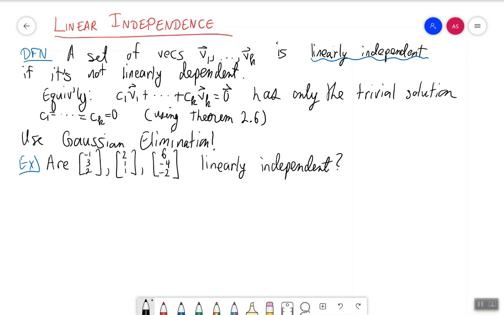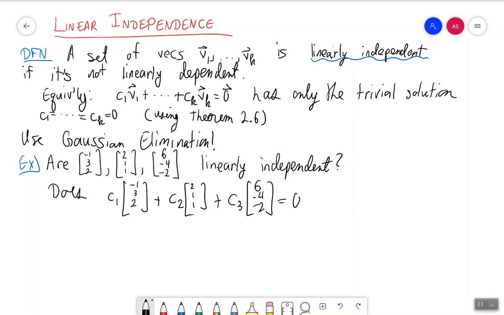Are (-1, 3, 2), (2, 1, 1), and (6, -4, -2) linearly independent? Equivalently, this is asking whether this system of equations, c1 (-1, 3, 2) plus c2 (2, 1, 1) plus c3 (6, -4, -2) equals 0, has only the trivial solution.